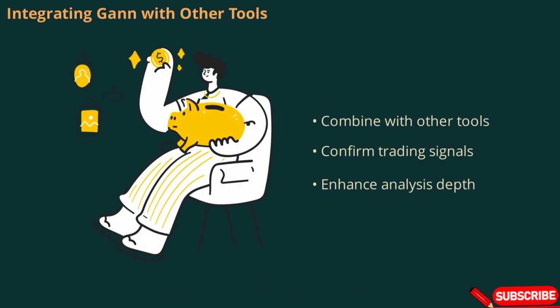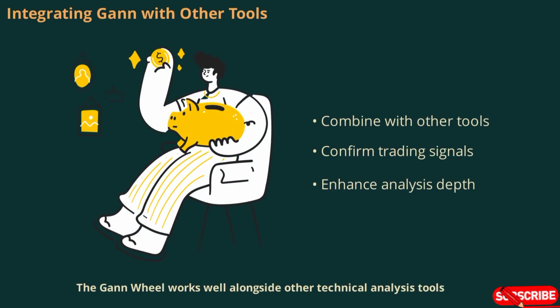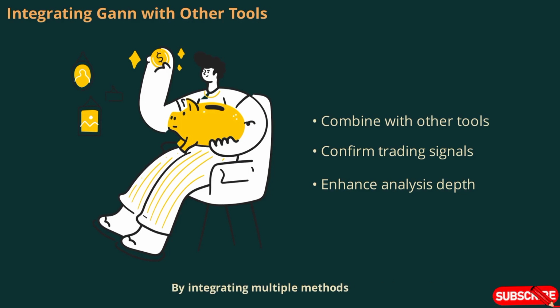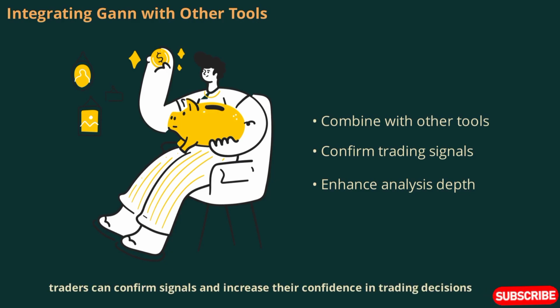The Gann wheel works well alongside other technical analysis tools. Combining it with indicators like moving averages or Fibonacci retracements can provide a more comprehensive view of the market. By integrating multiple methods, traders can confirm signals and increase their confidence in trading decisions.